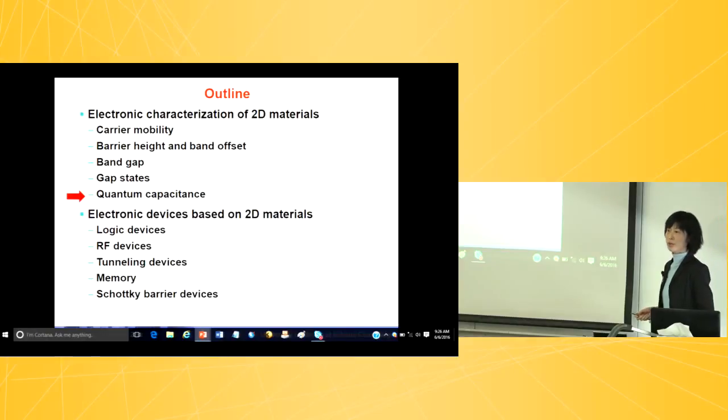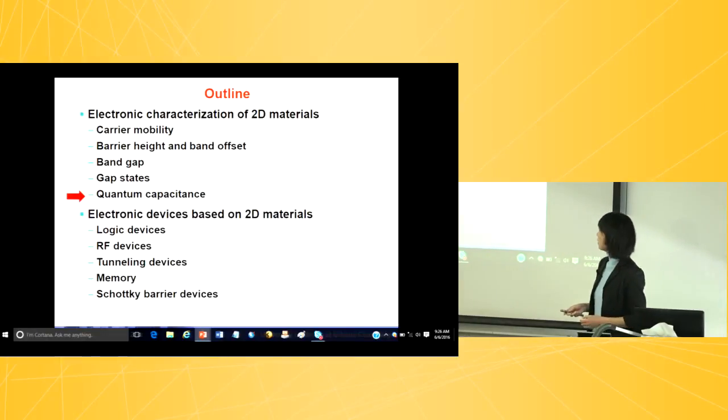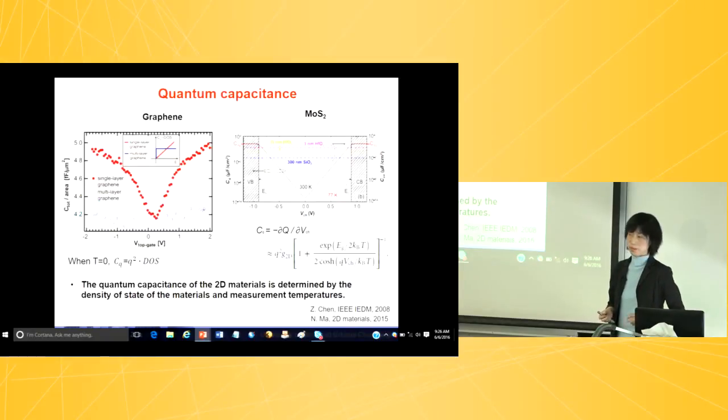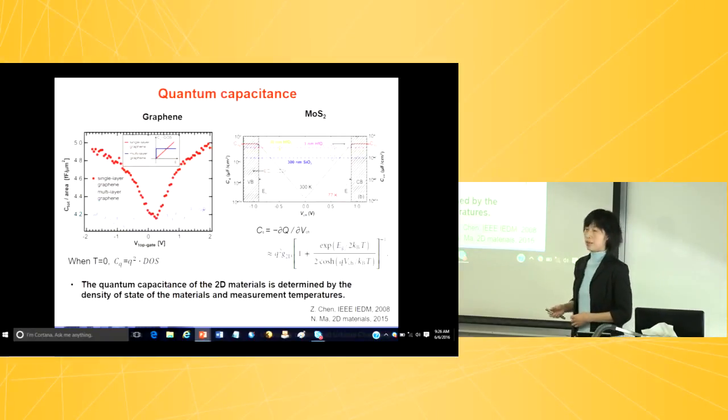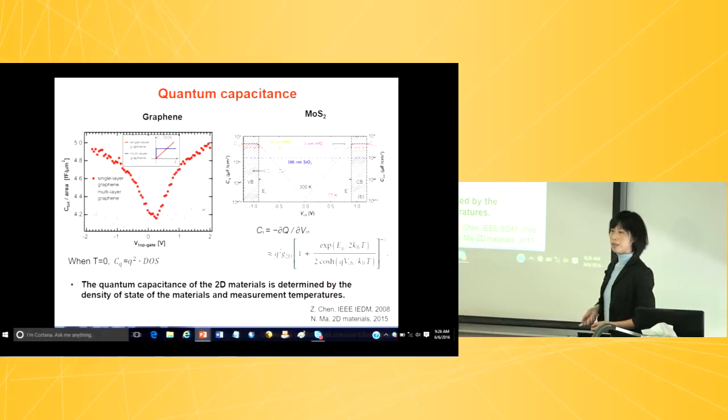Now I'll move on to the quantum conductance, quantum capacitance in 2D materials. The quantum capacitance of 2D materials can be measured by a CV measurement, then eliminating the oxide capacitance from the insulator. Then the remaining capacitance is due to the 2D material itself. At temperature equals zero, this capacitance can be expressed in this equation.